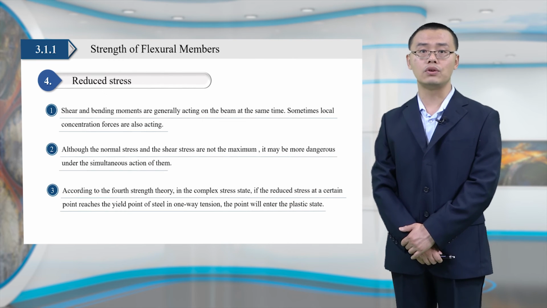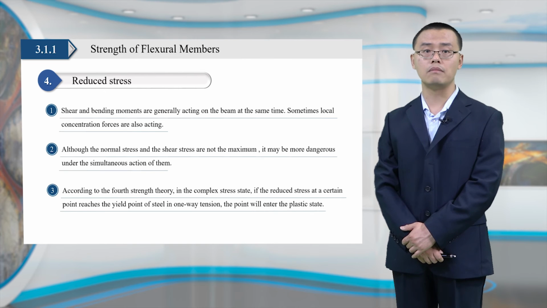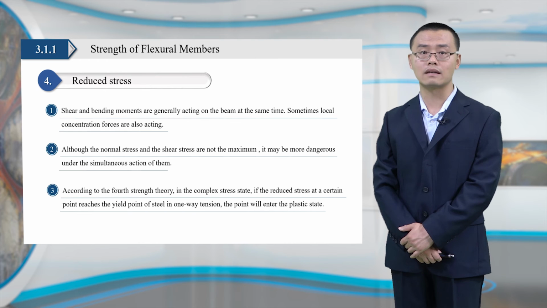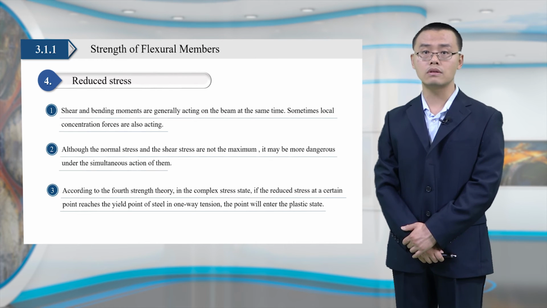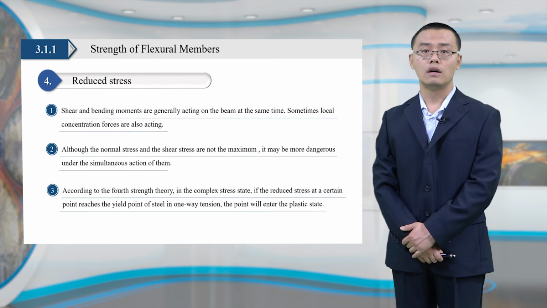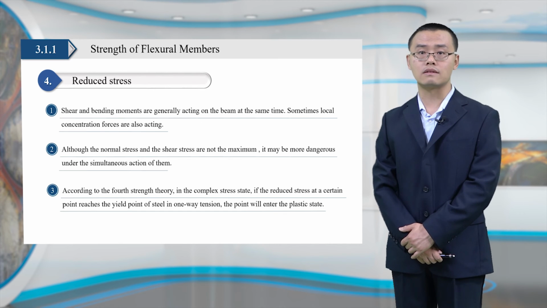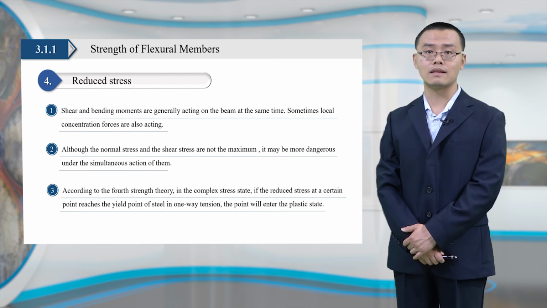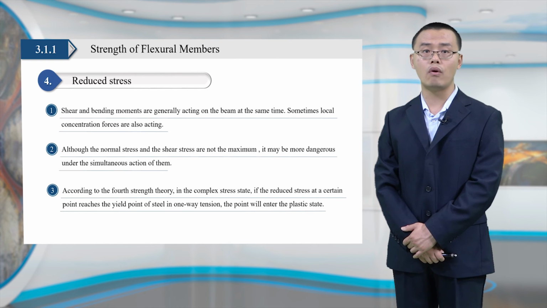Now let's look at reduced stress. Shear and bending moments generally act on the beam at the same time. Sometimes local concentrated forces are also acting. Although the normal stress and the shear stress are not maximum, it may be more dangerous under the simultaneous action of them. According to the fourth strength theory, in the complex stress state, if the reduced stress at a certain point reaches the yield point of steel in one-way tension, the point will enter the plastic state.